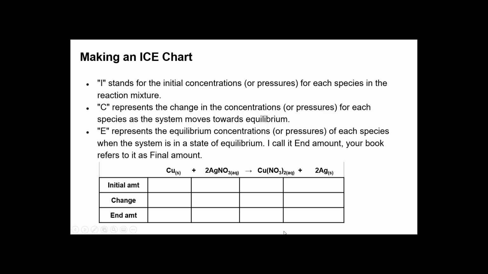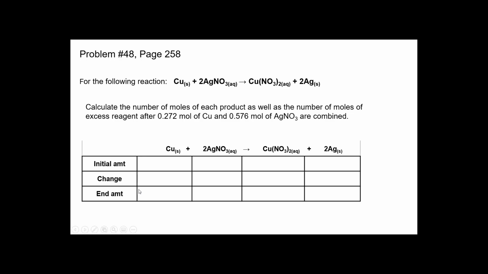So what we're going to be doing by the time this is done is determine which is the limiting reactant, which one will be used up completely, because the limiting will always be the one used up completely, how much is left of the excess, and how much was produced from that limiting reactant. So I'm going to give you the problem. This is problem 48, page 258. Problem number 48, page 258. And this is the exact problem from it.